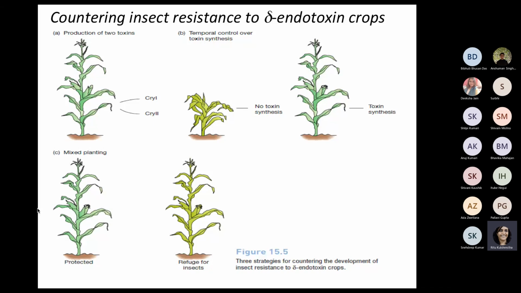So the progeny insects that will be made will again be sensitive in nature, and they will die. So this is another method of planting that they came up with, where they don't have to think about putting two toxins together or having a temporal control, but just by planting strategies, you can ensure that we don't get an insect population which is completely resistant and totally not getting affected by the transgenic plant.